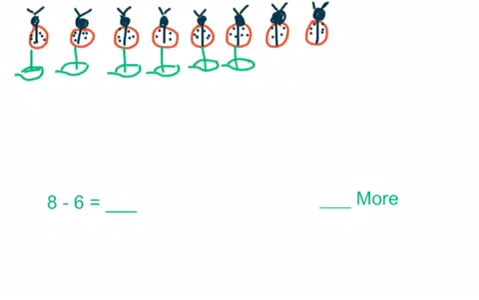They've matched them up. How many ladybugs don't have a leaf? 2 ladybugs. So there are 2 more ladybugs than leaves. They could also say that there are 2 fewer leaves than ladybugs. An example of that is here.